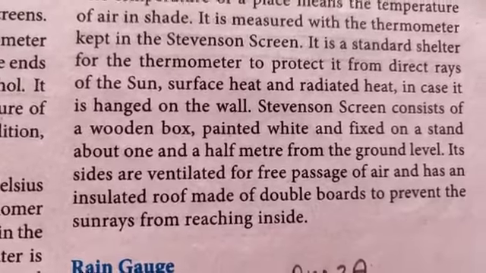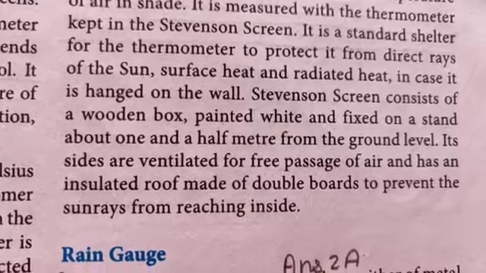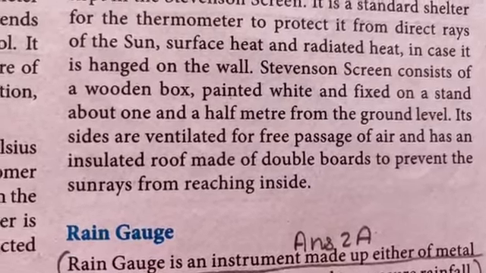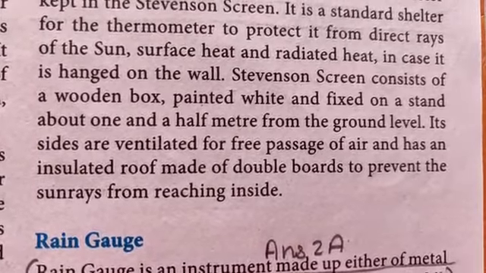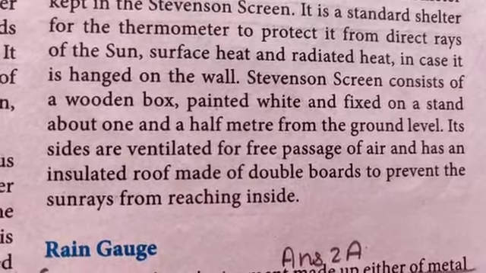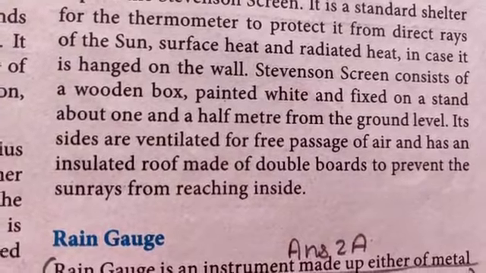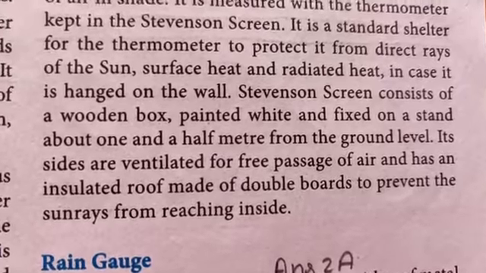Now, the Stevenson screen consists of a wooden box painted white and fixed on a stand about 1.5 meter from the ground level. Why is it painted white and not black? Because white does not absorb, but only dark colors absorb more heat. So if it were painted black or any other dark color, then what will happen? It will not give an accurate reading of the temperature of the area in which it is put.